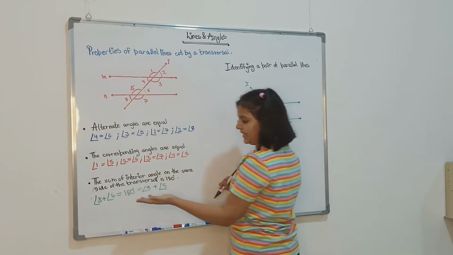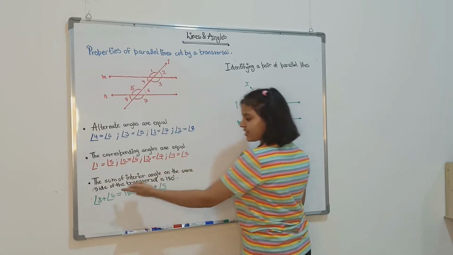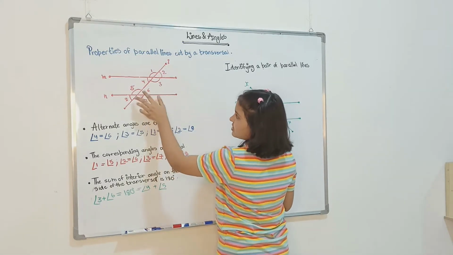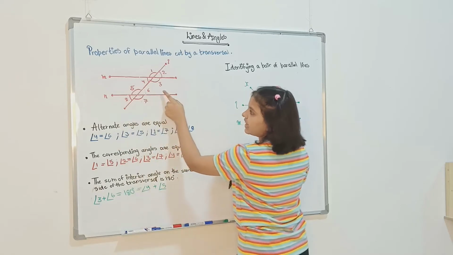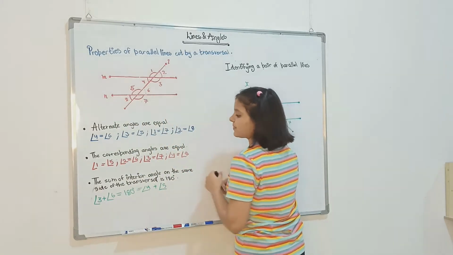The last property is the sum of interior angles on the same side of the transversal is 180 degrees. So here this means that the sum of angle 4 and angle 5 is 180 degrees and the sum of angle 3 and angle 6 is 180 degrees.